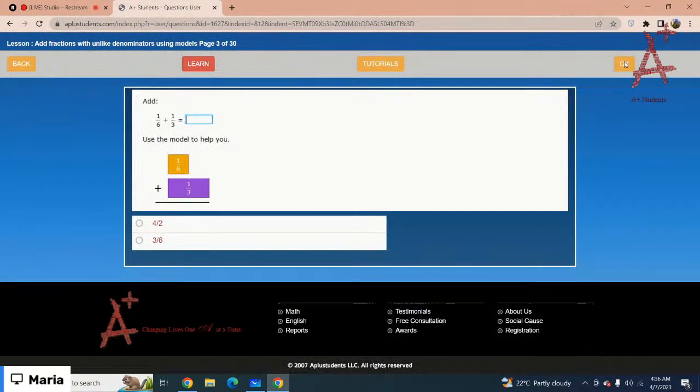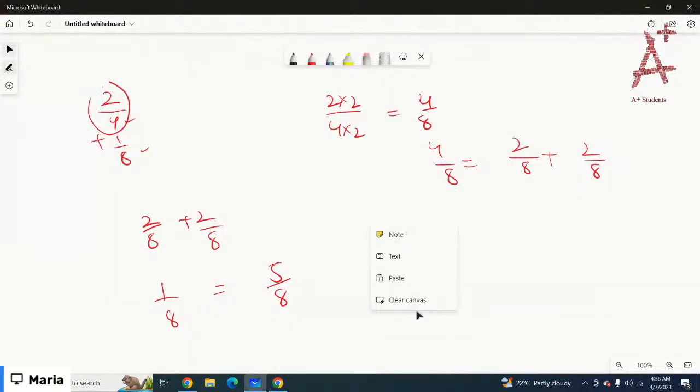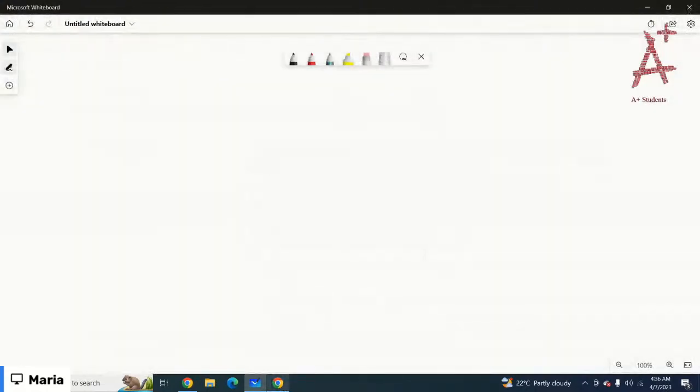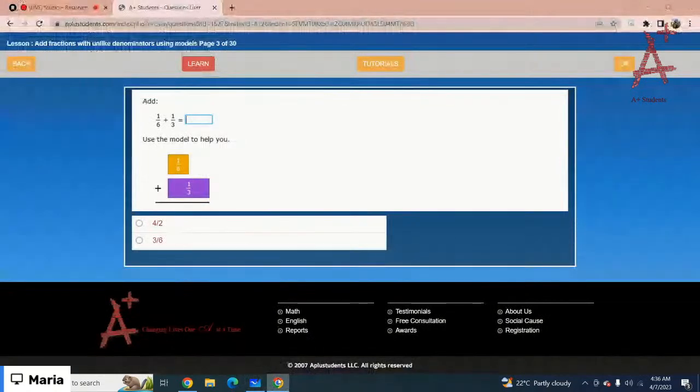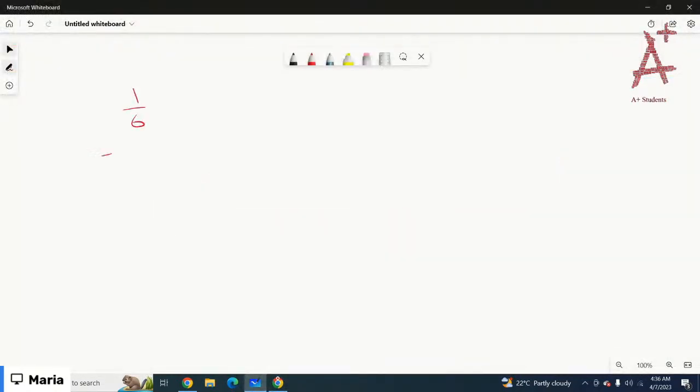Okay, the next one is 1 by 6 plus 1 over 3. Or either you don't need to split. Let me just do this one on the board. 1 by 6 and 1 by 3. See, they have different denominators. Got it? So you need to multiply this fraction by 2. Simply multiply it by 2. It would be 2 over 6. Got it? So simply replace 1 over 3 by 2 over 6 and just add them.